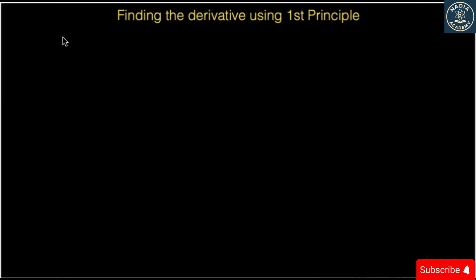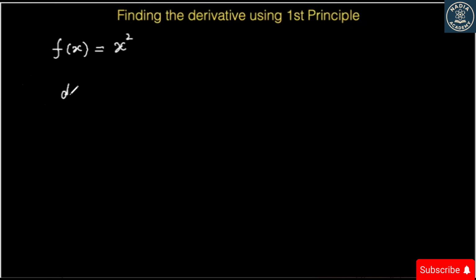Okay, let's consider that we have a function f of x, which is equal to x square. What we need to find is the first order derivative of this function using first principle.